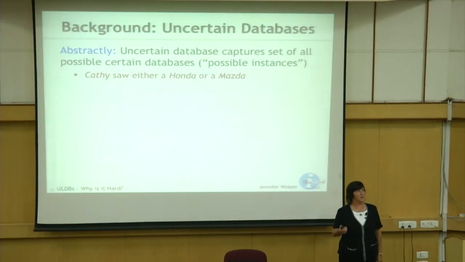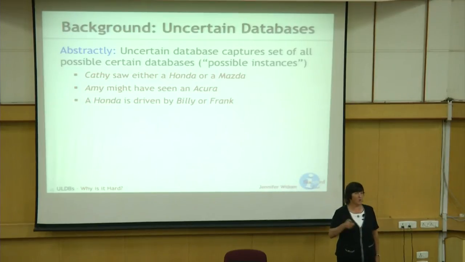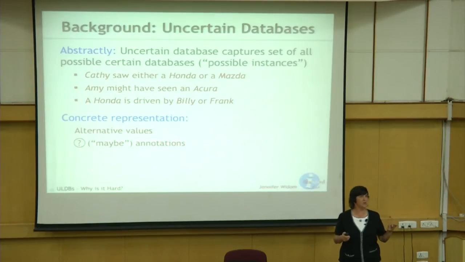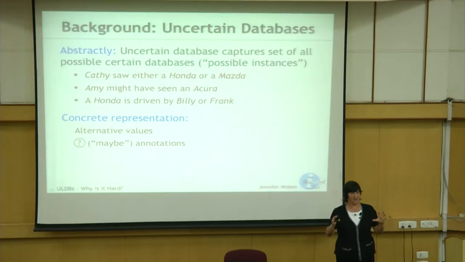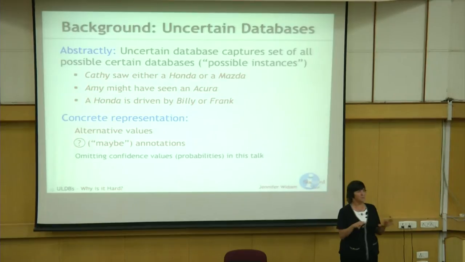So in this case, we might have Kathy who saw either a Honda or a Mazda. So that's representing two possible instances. Amy might have seen an Acura, or maybe she didn't. A Honda is driven by Billy or Frank. We're not sure which one. The concrete representation that I'm going to use, and I'll show you it in table format in a moment, is two constructs, alternative values and question marks, which say maybe, presence or absence, we're not sure. In the work, we also had confidence values or probabilities, but I'm not going to use those today. So it's just going to be presence or absence or alternative values.